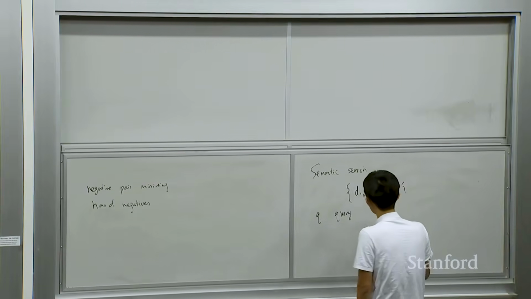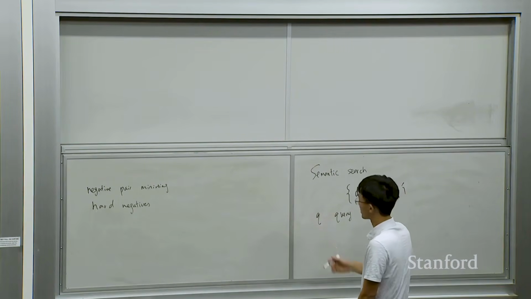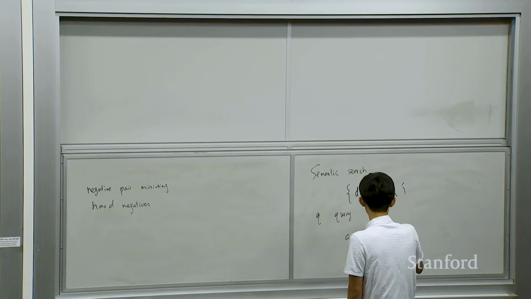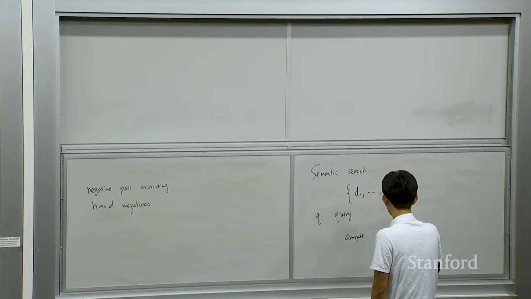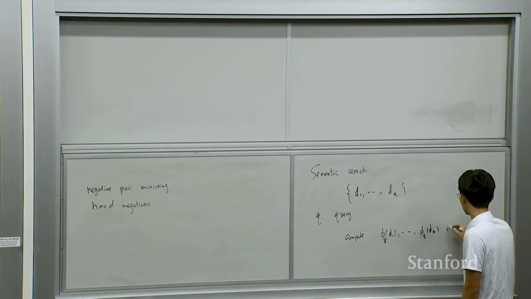The way you do it is very simple. Given the embedding model or the representation, phi, you just compute phi of d1 up to phi of dn in advance.